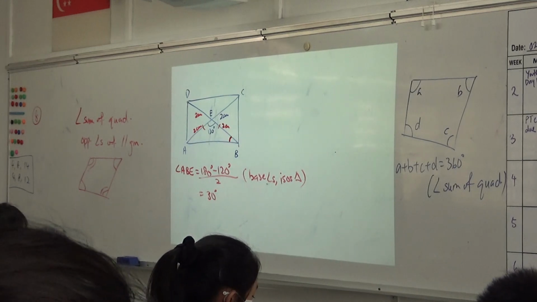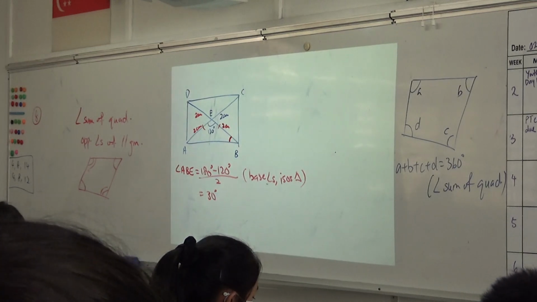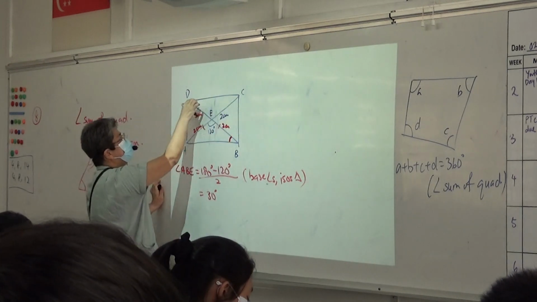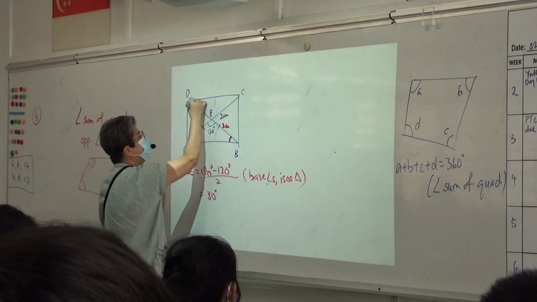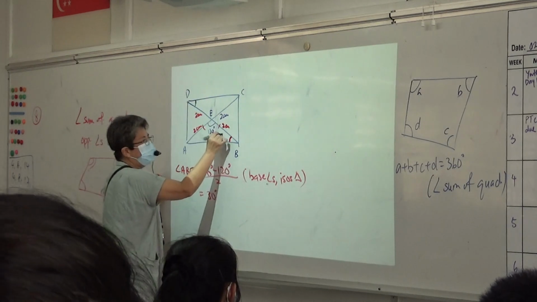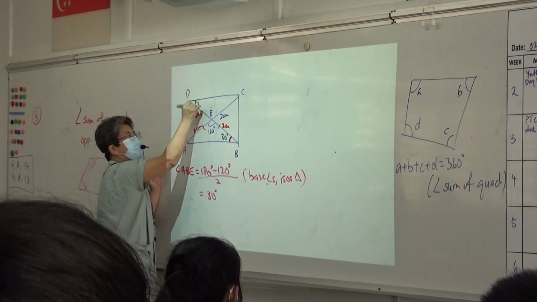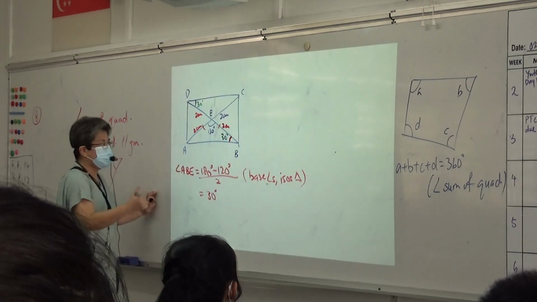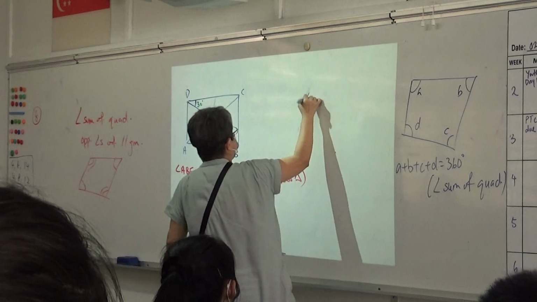Okay, next one, angle BDC. Now where's BDC? BDC is here. Now this one I found 30 already. This one must be 30 also, right? Yes. Why? Alternate angles. Very good.